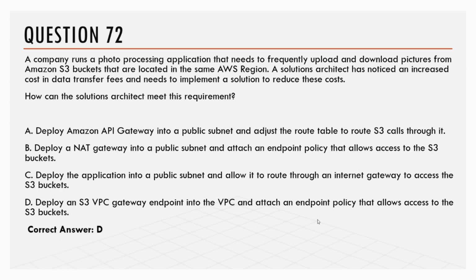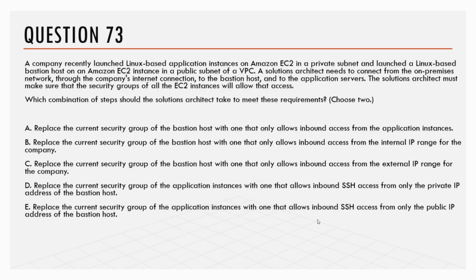And the correct option is D, deploy an S3 VPC gateway endpoint into the VPC and attach an endpoint policy that allows access to the S3 buckets. Now let's look into the next question, question number 73.